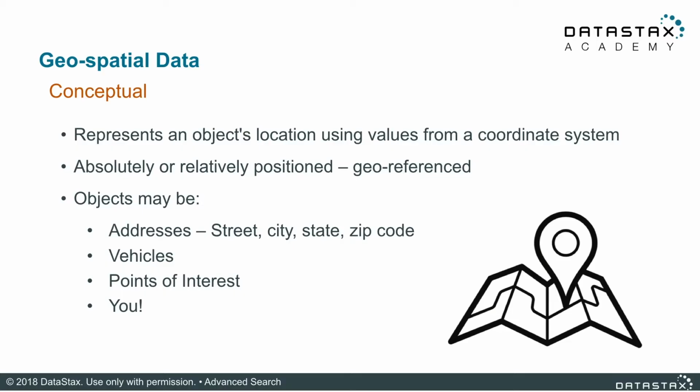Before we can do any geospatial searching, you'll probably want to know what geospatial data looks like first. Usually the data is something that represents an object's location as defined by a coordinate system. This can be either absolute, where the points of an object are fixed somewhere in coordinate space, or they can be relative, where the data about the points of an object are an offset of other points. Although we have described objects so far as geometric shapes, they typically represent something meaningful, such as a particular address, or the location of vehicles, points of interest, or even your own current location.